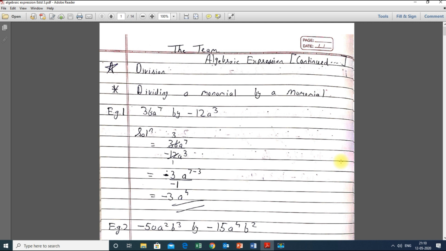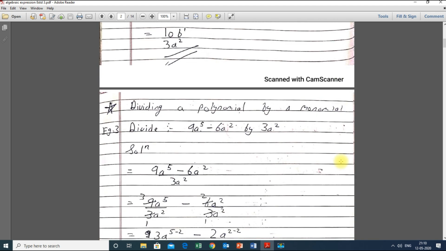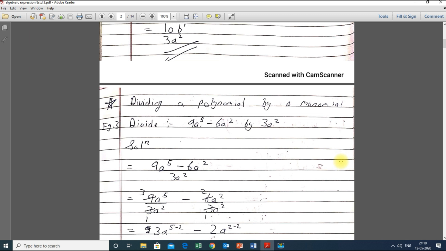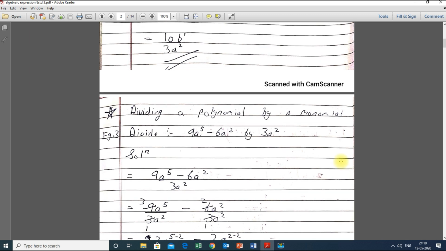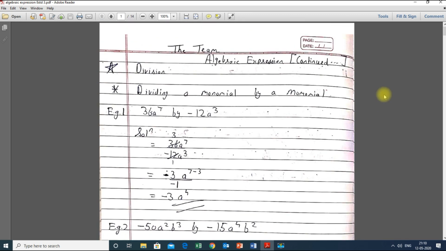So step by step we'll explain how to divide a monomial by a monomial. Then in the next part we'll explain how to divide a polynomial by a monomial, and so on. The third part will be polynomial by a polynomial. So the first two parts are very easy. Now, dividing a monomial by a monomial, as everyone knows, monomial means only one term.